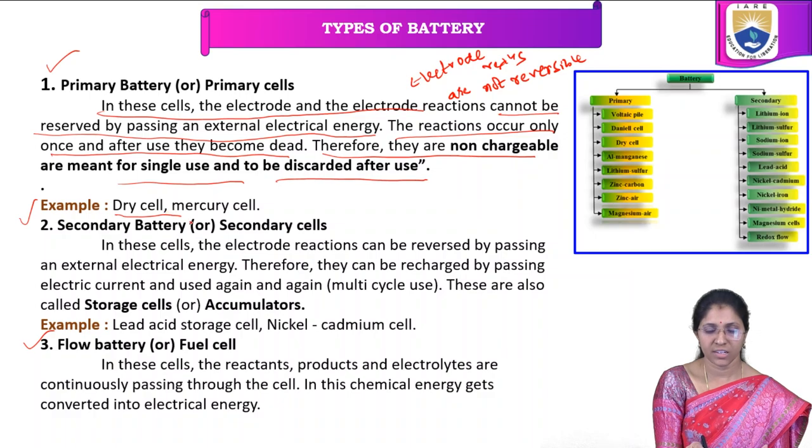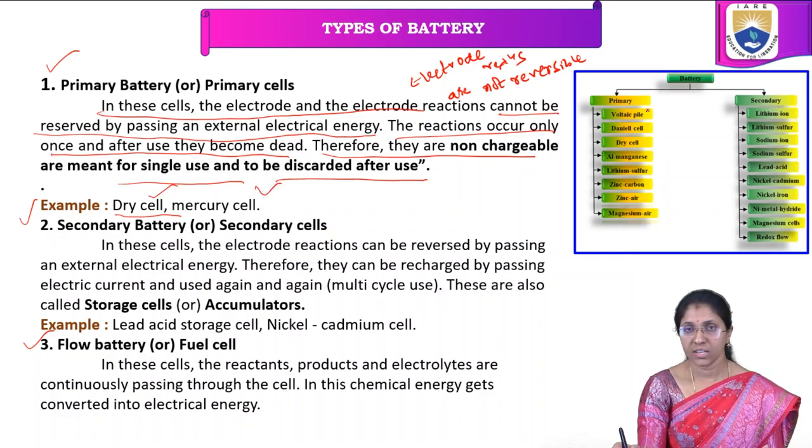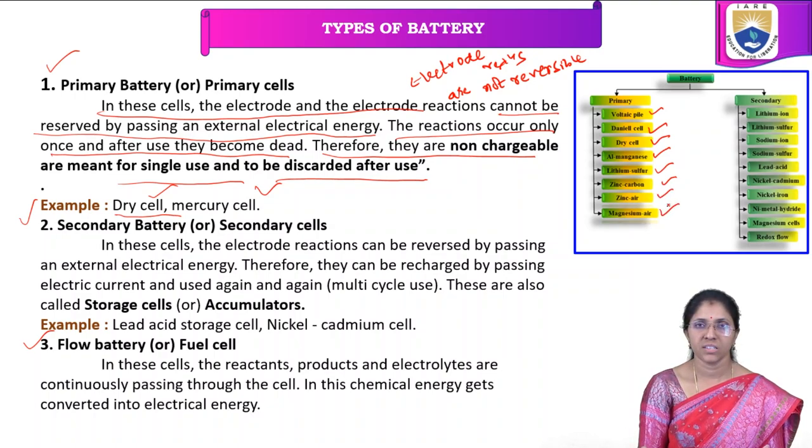Examples of primary batteries are the dry cell and mercury cell. Other examples are the voltaic pile, Daniell cell, aluminium manganese battery, lithium sulfur battery, zinc carbon battery, zinc air battery and magnesium air battery. So these are examples of primary batteries or primary cells.